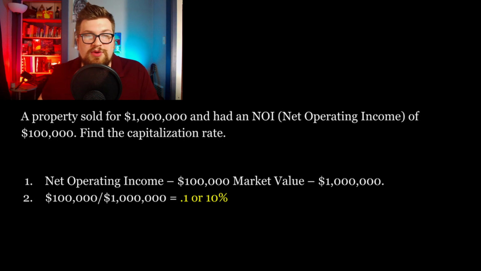To find the cap rate, we just have to divide. So $100,000 divided by $1 million gives us 0.1, or 10%. 10% is our capitalization rate. It's that easy. Now, another income approach example you may see on the exam is finding the property's value. These problems are a bit more complicated than the last one.